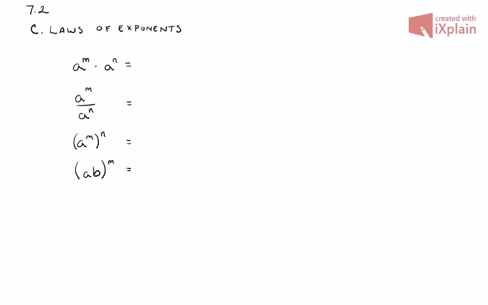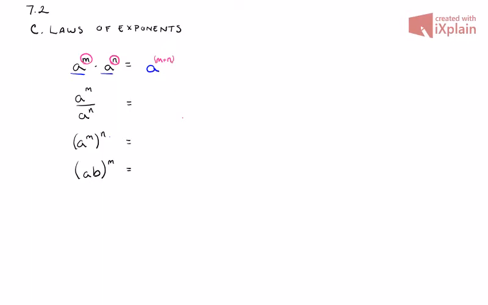If we have a to the m power times a to the n power, notice that the bases are the same. So this allows us to say I'm going to have a, and then with regards to the m and the n, we would do m plus n in that exponential position.